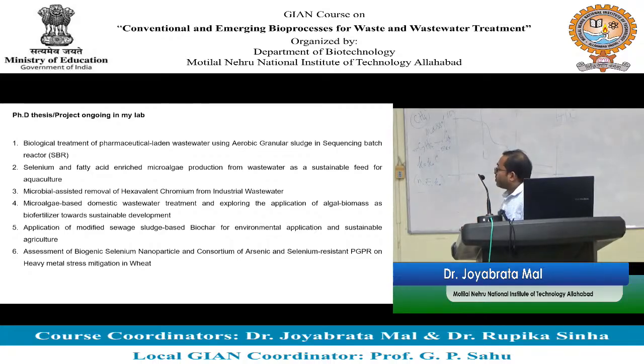Okay, so one research is selenium and fatty acid enriched microalgae production from wastewater, and we can use it in agriculture as well as aquaculture. Then another PhD topic is hexavalent chromium removal from industrial wastewater. This particular project uses calcite precipitation, MICP, microbial induced calcite precipitation, with chromium. So we are not only reducing chromium 6 to chromium 3, but we are also immobilizing the chromium 3 with the help of calcite crystals.